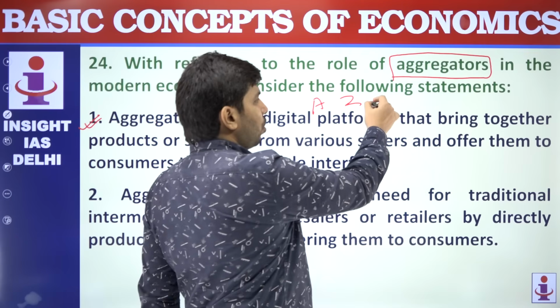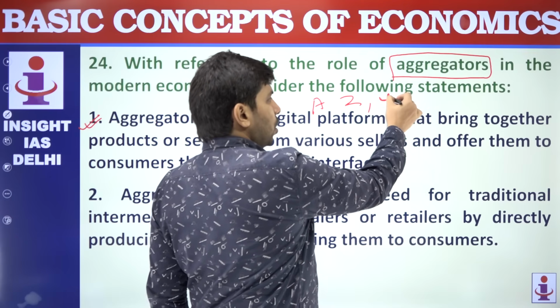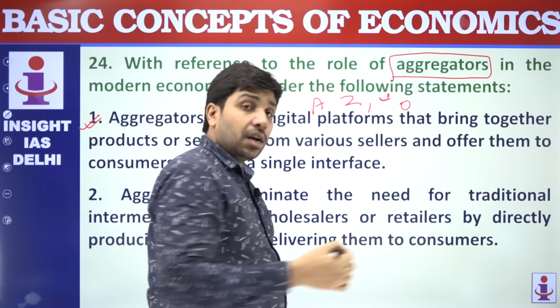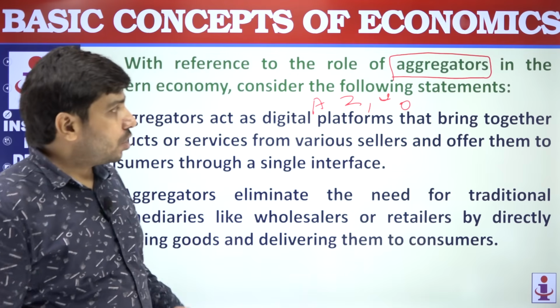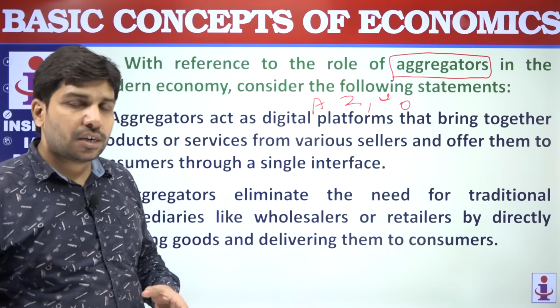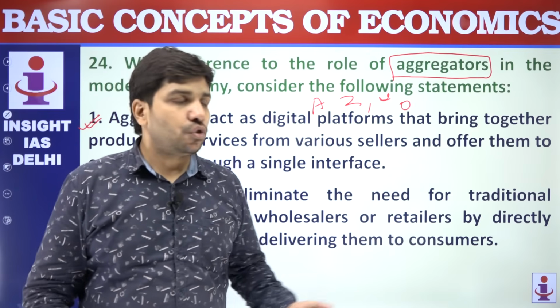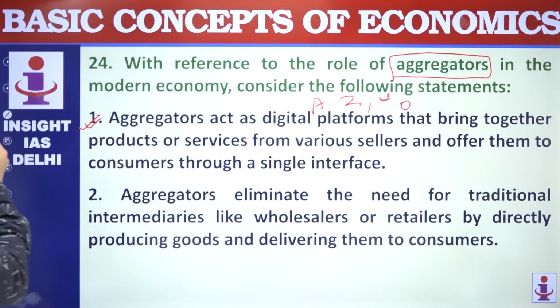Or you take the example of Uber, Ola, these are cab aggregators. They are actually aggregating. They are bringing up the service providers of the goods, and they are connecting them to the consumers. So they are aggregators.